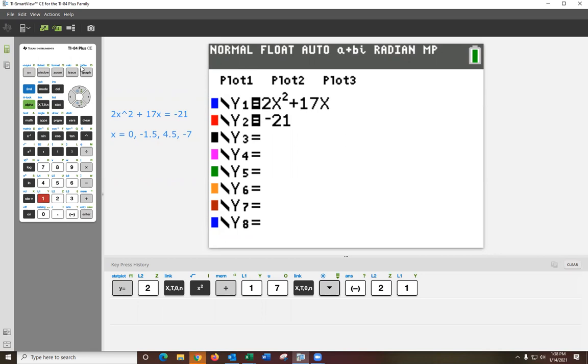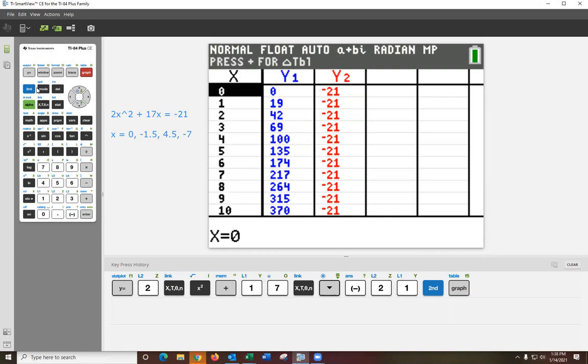One way to do that is to go to the table. So we could go second table, because table is in blue, so we hit the blue key first. But this isn't giving me everything I want, okay? And I mean, certainly none of these are solutions, because none of these x values make the left side of the equation where we put y1 and the right side of the equation where we put y2 equal to each other. So none of these guys are solutions. So we've already verified 0 is not a solution. Okay. But I see how things are changing here. I'm pretty sure that I'm not going to find -1.5 or 4.5 on this list.